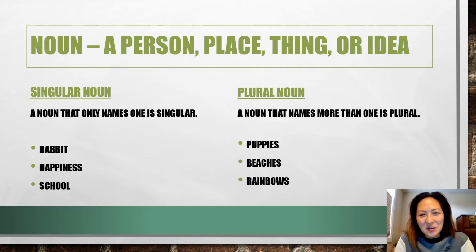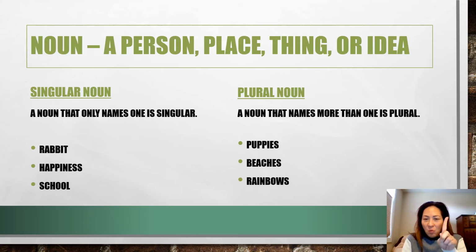Okay, so a singular noun is a noun that is only one. It's singular. A plural noun is more than one. So I have examples here that a singular noun is like rabbit, happiness, or school, and plural nouns are more than one like puppies, beaches, and rainbows.